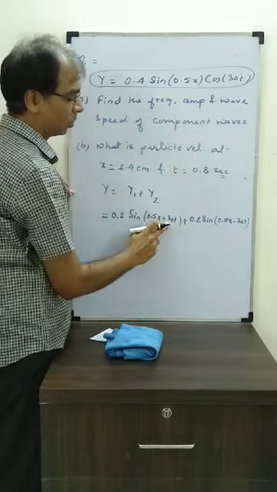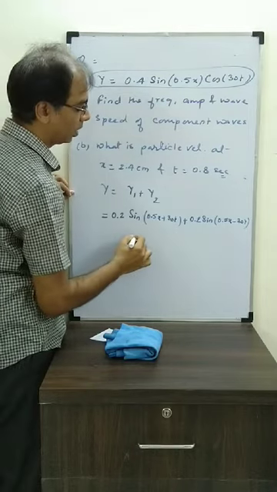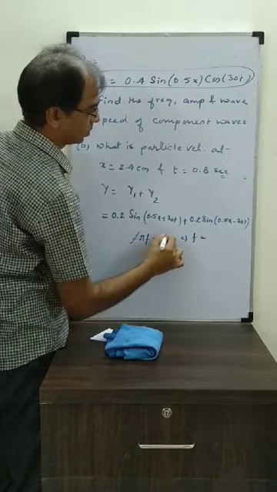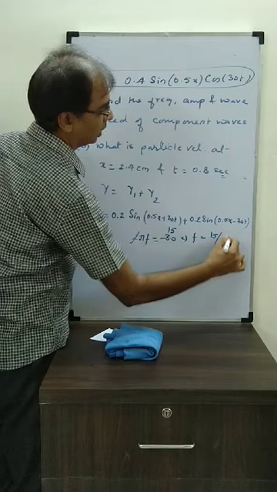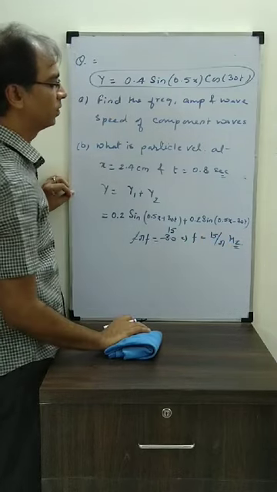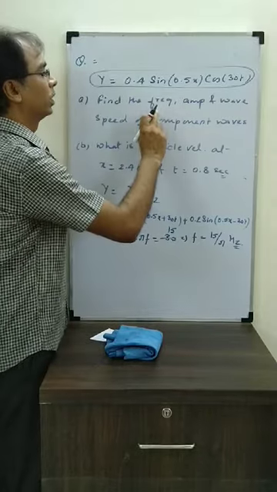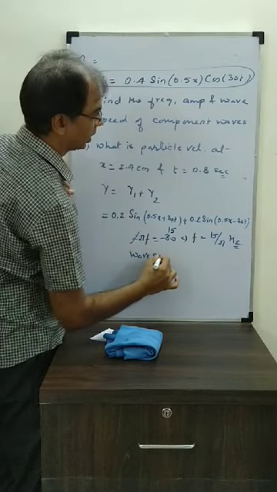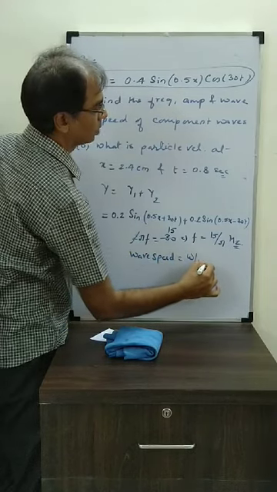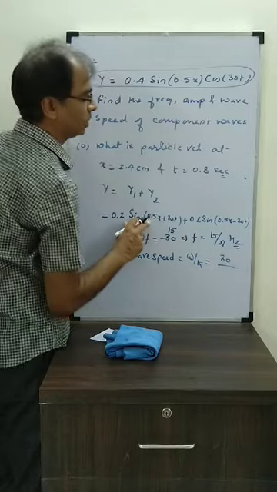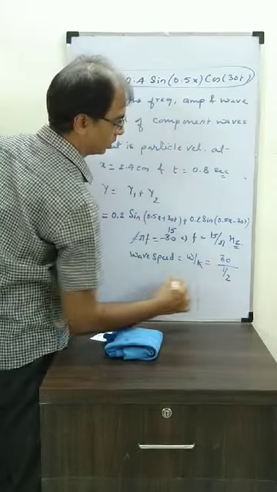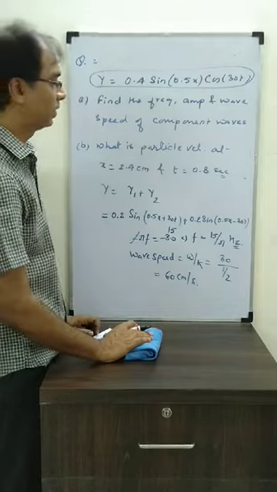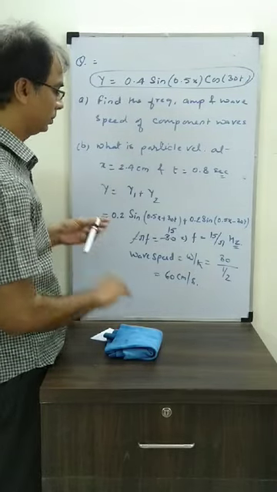Frequency. Now we know that omega is given as 30. Omega means 2 pi times frequency, so the frequency is 15 by pi hertz. Then you got frequency, you got amplitude, then wave speed. Wave speed means omega by k. Omega is given as 30 and the k value is 0.5, which means 1 by 2. So it becomes 60 centimeter per second. Okay, that's the first question. Now let's go on to the second question.